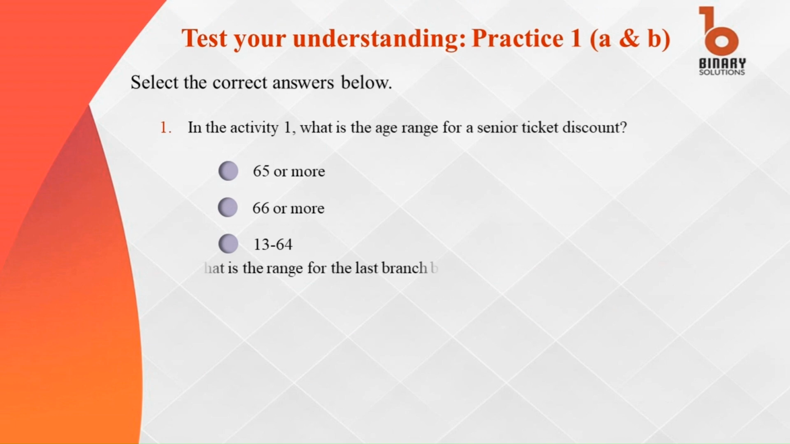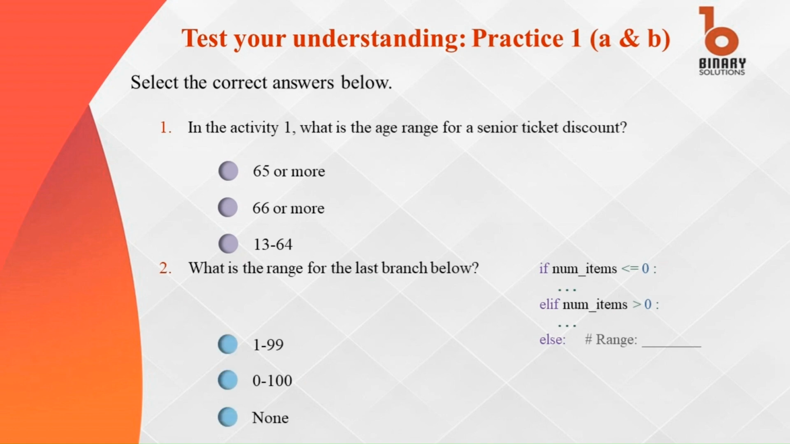Here's your second question. Take a look at the code snippet. The last branch uses an else statement which catches any remaining cases. What do you think the range for this branch is? Go through your answers and compare them with the correct one. Share in the comments how many you got right and how confident you feel about your understanding of the material.